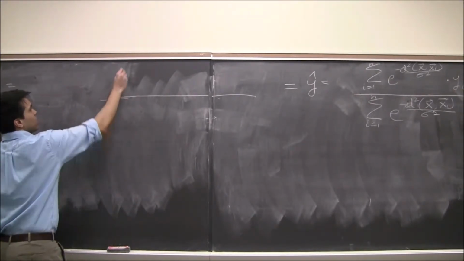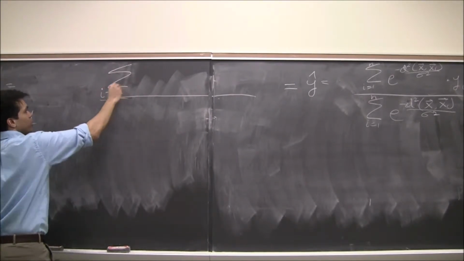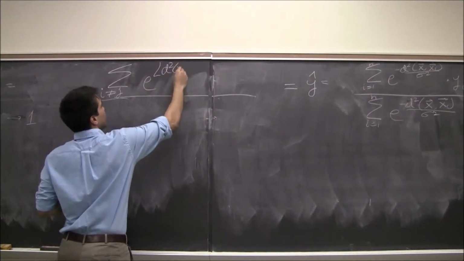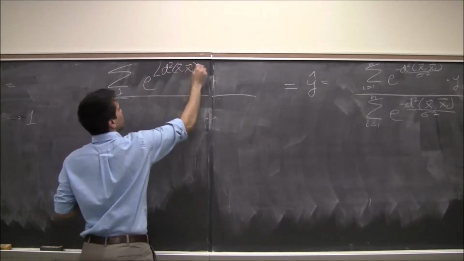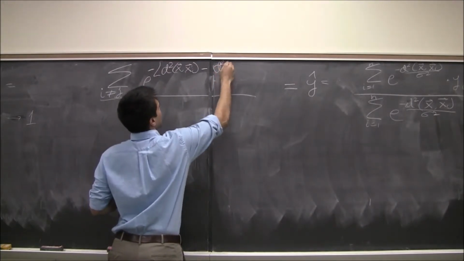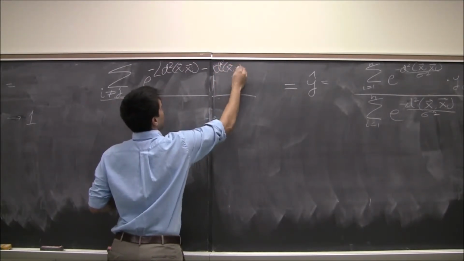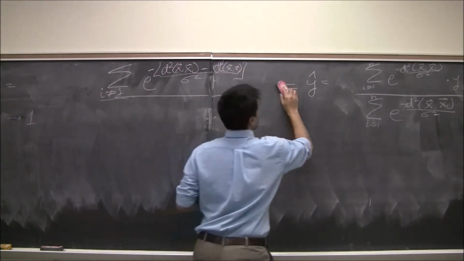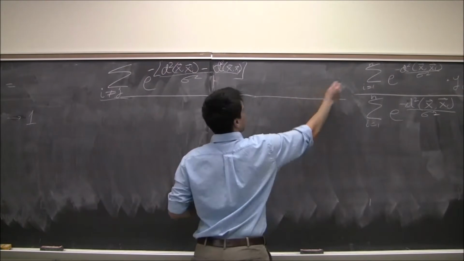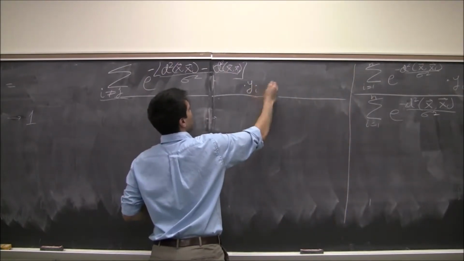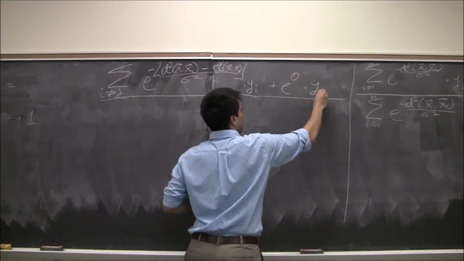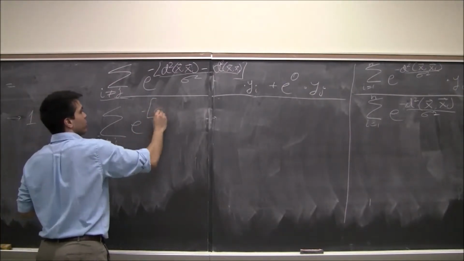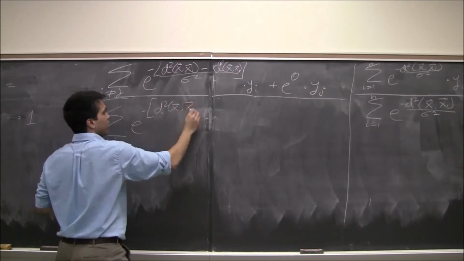So this is a simple summation over i not equal to j, so everywhere other than j, we have exponent of negative distance squared of x comma xi minus distance squared of x comma xj, divided by sigma squared, times yi, plus e to the 0 times yj, and the same thing in the denominator: summation over i not equal to j of e to the negative distance to xi.